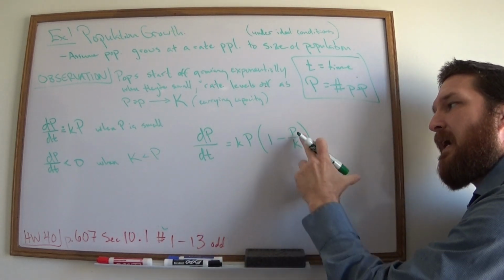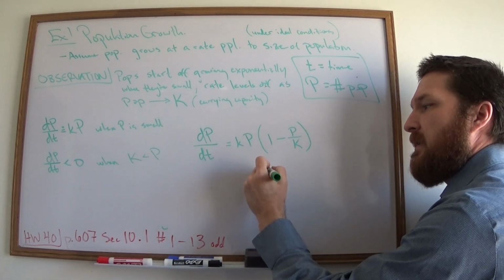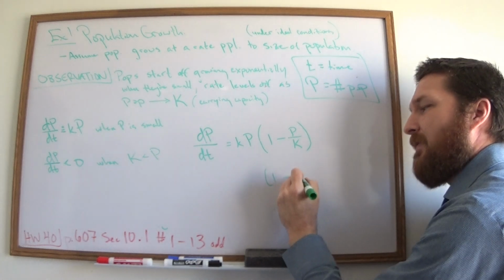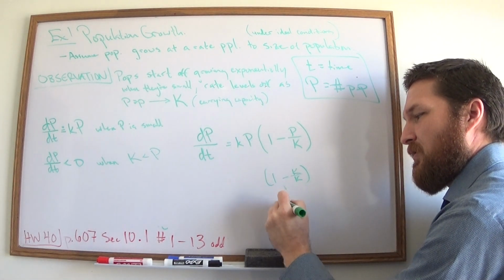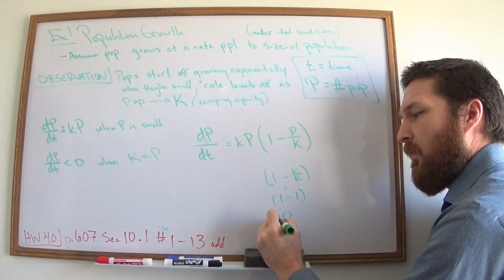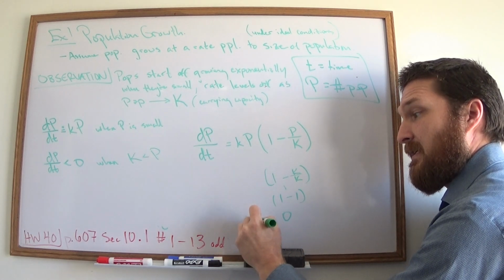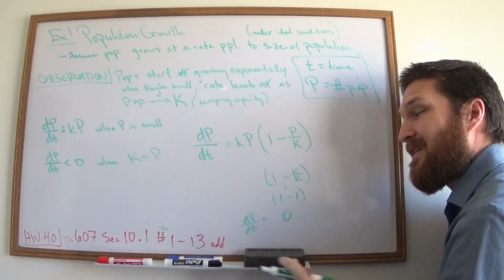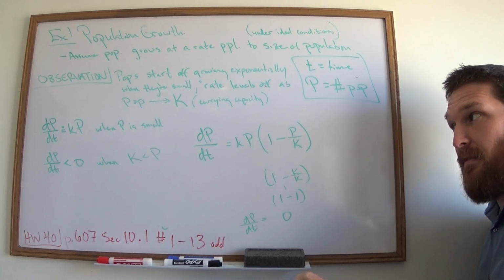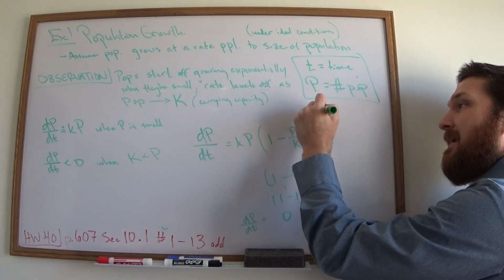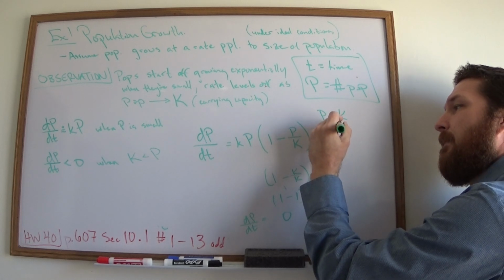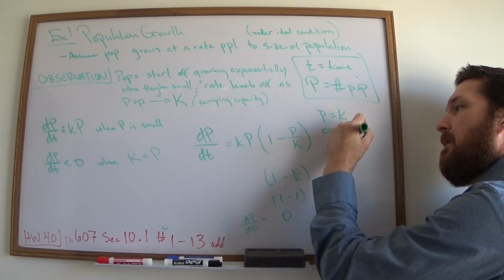Well, hold up. If P is equal to the carrying capacity, we have 1 minus K over K, which is 1 minus 1, which is 0, which then says this doesn't change. It wants to stay there. It's stable, in a sense. It flattens out. So we could say then that P equals K. We would call this an equilibrium solution.